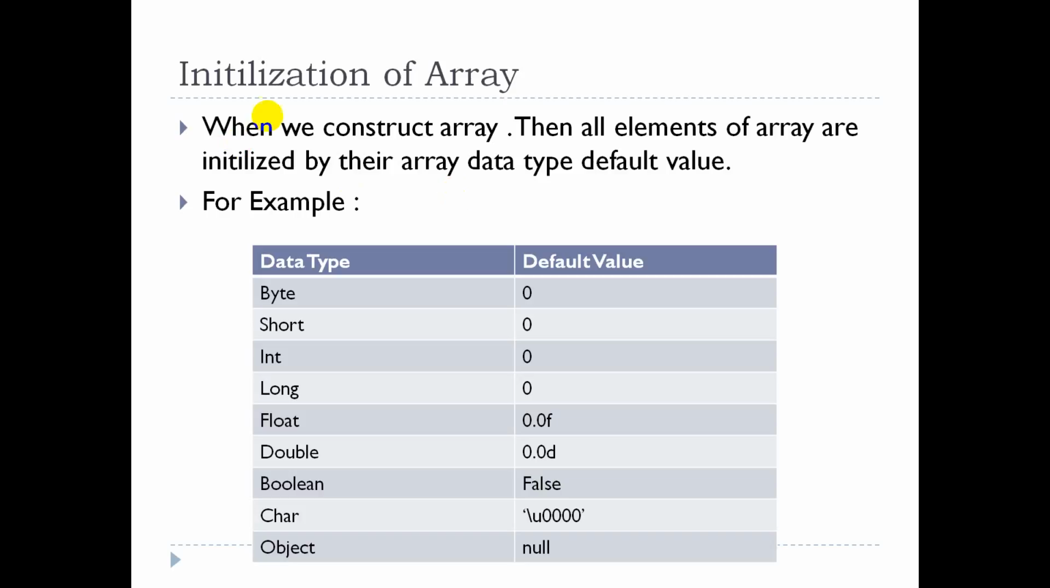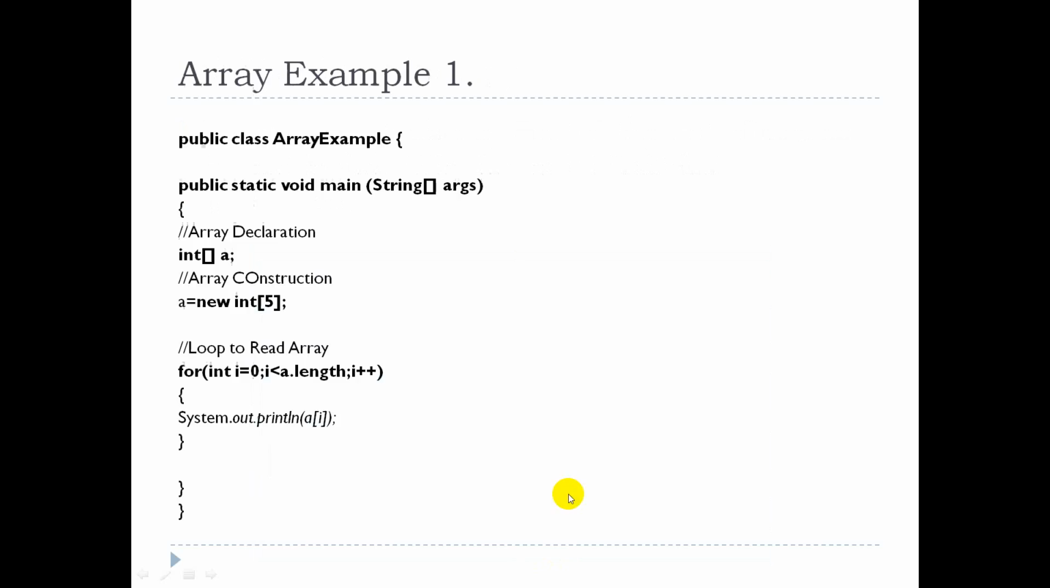So here are some examples: byte array will be initialized by the 0 value, short 0, integer 0, long 0, float is 0.0f, and double 0.0d, boolean false, and the character is the null value of the characters, and object is initialized by null.